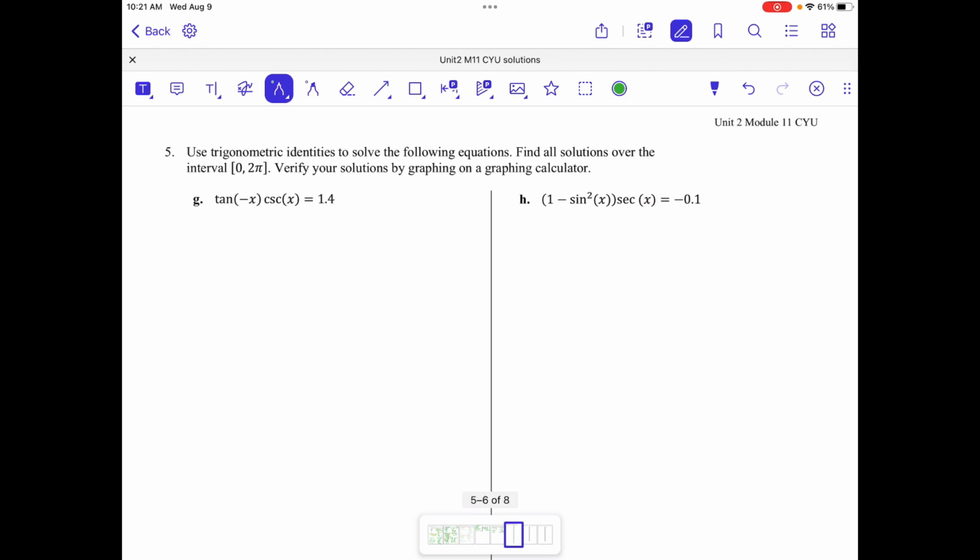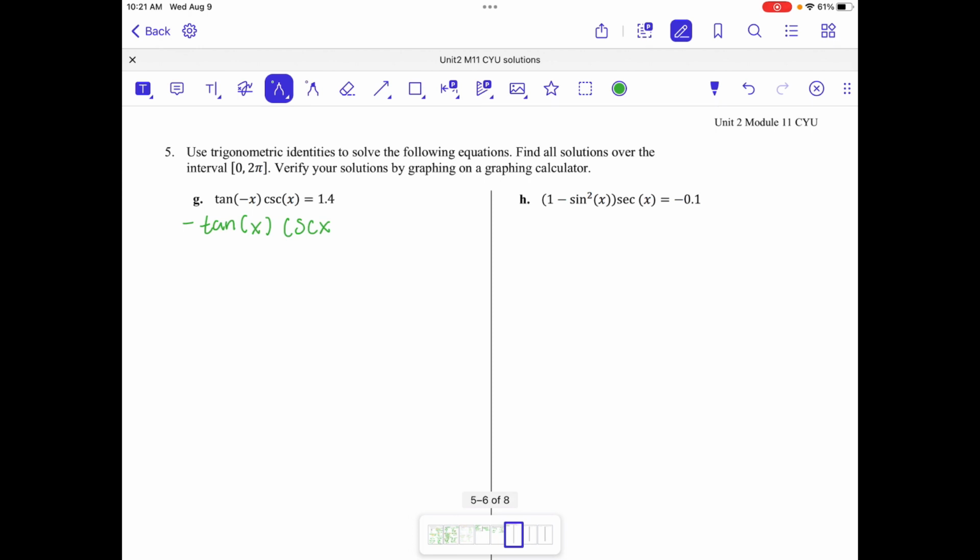So we're being asked to solve our trig equations on the interval 0 to 2 pi, but we have to simplify first with the identities that are on our sheet so that we can get down to a single trig expression and then use some inverse trig. So on this first one, we have tangent of negative x times cosecant of x equals 1.4. Well, tangent of negative x is really just negative tangent of x times cosecant of x, and it's equal to 1.4.